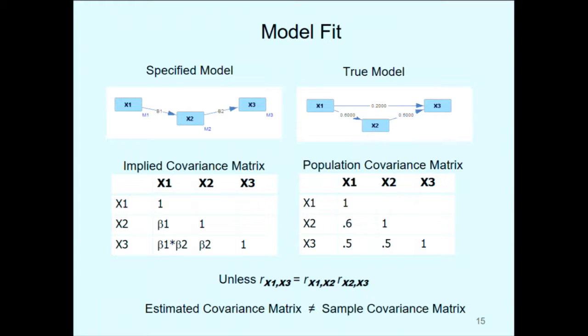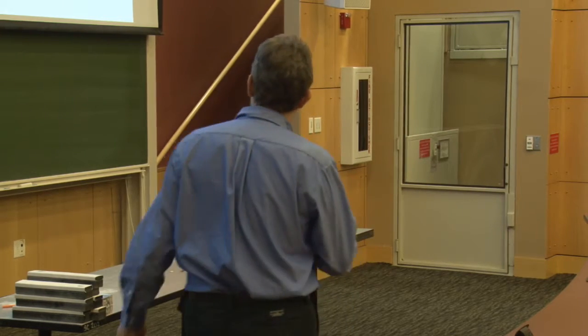Okay, so we go into the same kind of detail. The x1, x2 is going to be 0.6. The x2 and x3 is going to be 0.5. Actually, that's wrong. Forget about that for a second. And the x1 and x3 is going to be 0.3 plus 0.2, which is 0.5. So that's the approximate true model population covariance matrix. And again, this is the implied covariance matrix in the specified model. If I gave you all day, and I said, you get to pick beta 1, you get to pick beta 2, to try to recover these numbers, you couldn't do it.